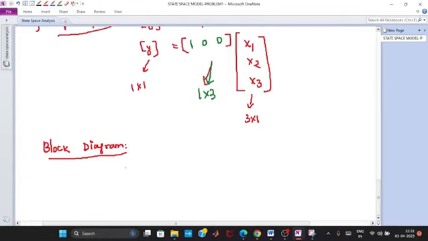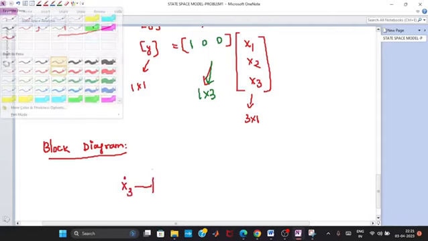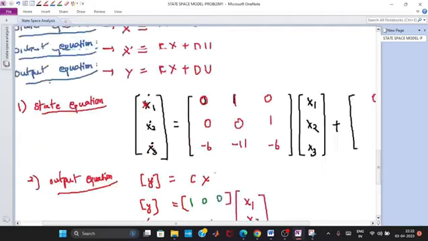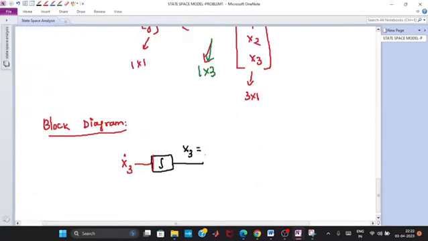Now let me take the first variable, x3 dash. If I am putting x3 dash over a block called integrator, what should be the output? x3 dash is the differentiation of x3. If I put that over the integrator, both differentiation and integration get cancelled. The output is x3. Now as per our state variable assumption, x3 equal to what? x3 equal to x2 dash.